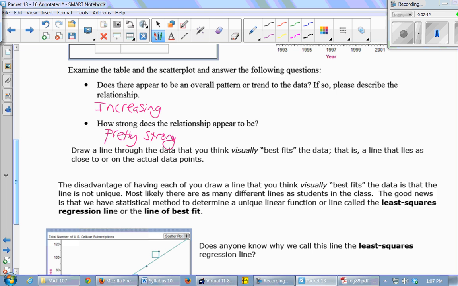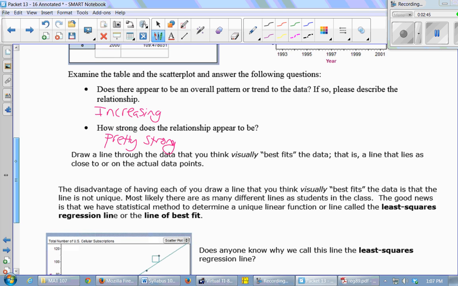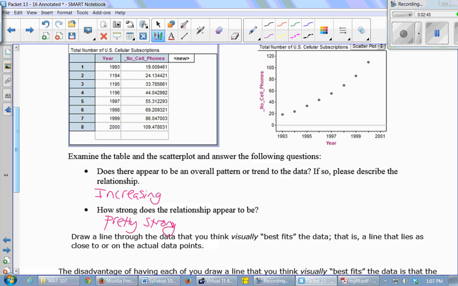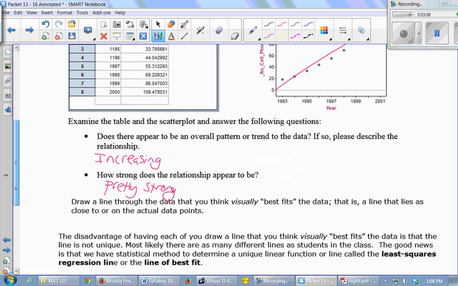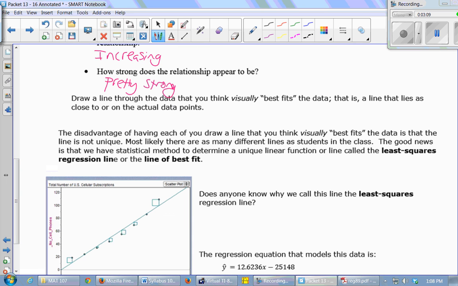So everybody on your own papers, draw a line through that data that you think visually best fits the data. A line that lies as close to or on the actual data points as possible. Okay, so I'm looking for something like that. Some kind of line that captures the trend of the data, right? The disadvantage of doing this visually, of just trying to capture the trend by drawing a line, is that that line is not unique. Every single person in this room drew a slightly different line. So that is the problem with doing this by the looks-it method.